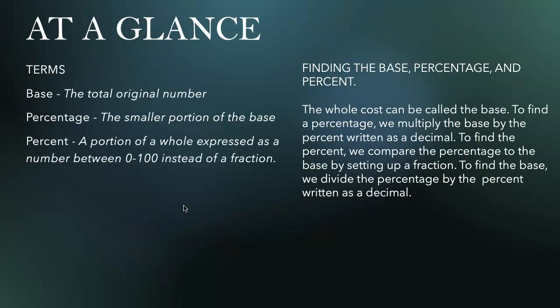Now, let's take a glance and review what we have learned today. A base is our total original number. A percentage is the smaller portion of the base. And percent is a portion of a whole expressed as a number between 0 and 100 instead of a fraction. When finding the base, percentage, and percent, we can see the whole cost can be called the base. To find a percentage, we would multiply the base by the percent written as a decimal. To find the percent, we compare the percentage to the base by setting up a fraction. To find the base, we divide the percentage by the percent written as a decimal.